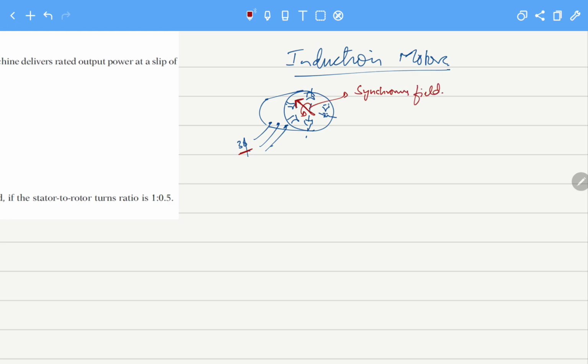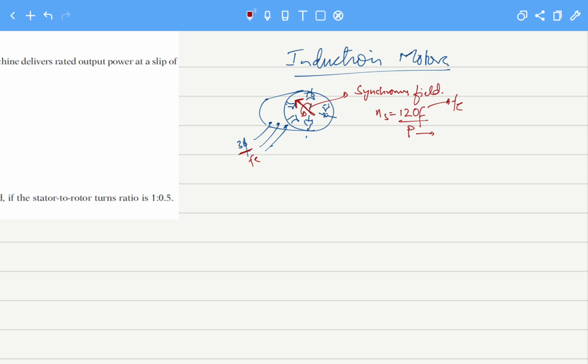The speed of this rotating magnetic field is given by the expression ns equals 120 f over p, where f is the electrical frequency of the applied signal, and p is the total number of poles inside the machine.